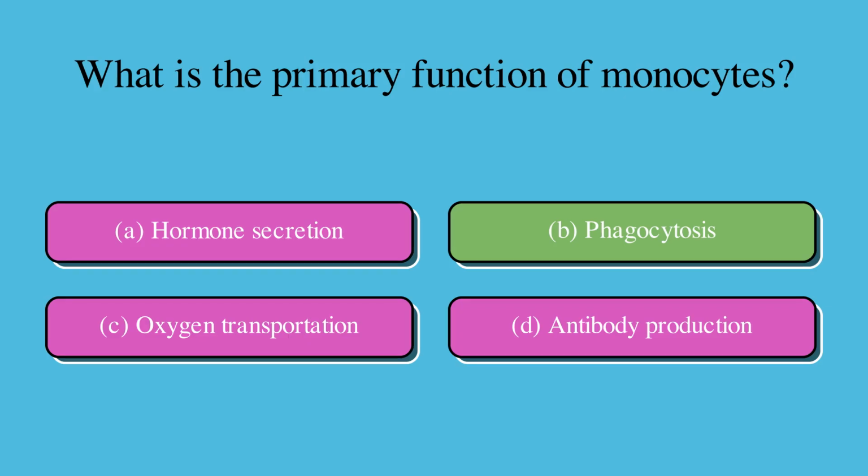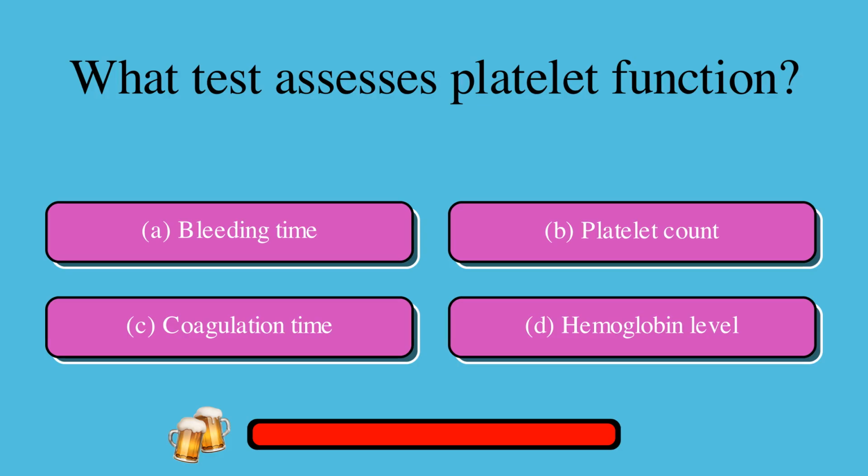What test assesses platelet function? A, bleeding time, or B, platelet count, or C, coagulation time, or D, hemoglobin level? The correct answer is A, bleeding time.